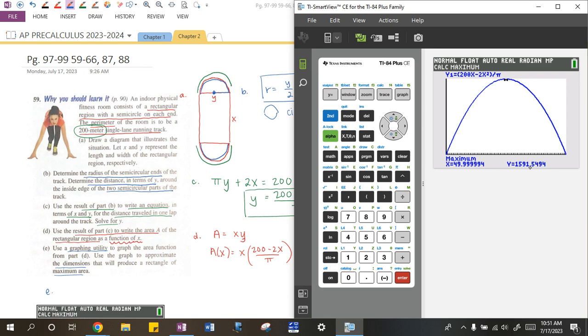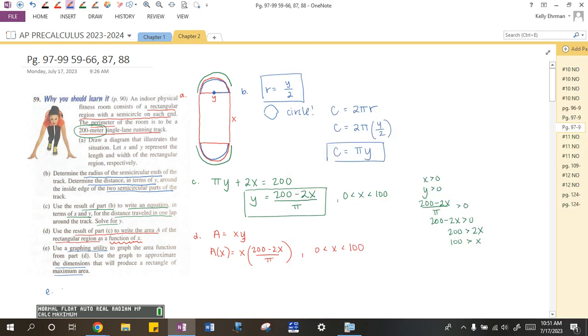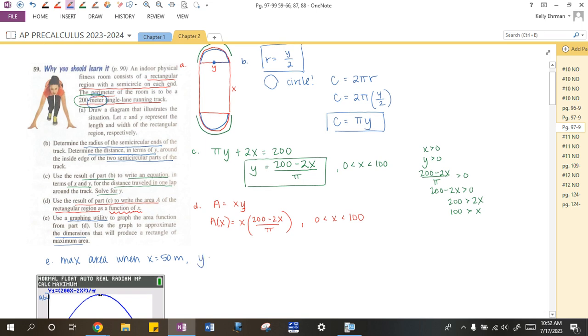And I would just leave either round to 3 places for the area, or I guess it just asks for dimensions. So E is maximum area when x equals 50. And what are we talking about? Meters, 50 meters. And remember, you need to solve for y. So y will equal 200 minus 2 times 50 divided by pi. So let's just leave our answer exact. 200 minus 100 is 100 divided by pi. There's really no reason to type that in and see what that approximates to. I would just leave my dimensions like that.